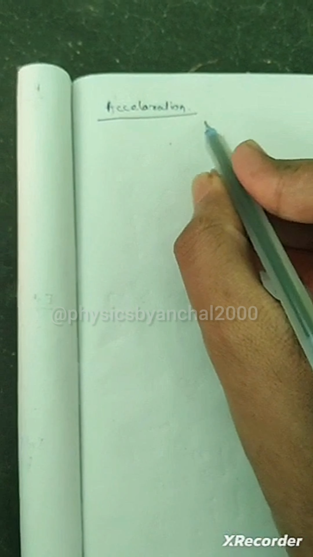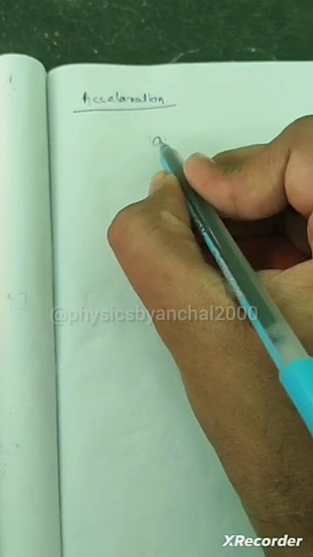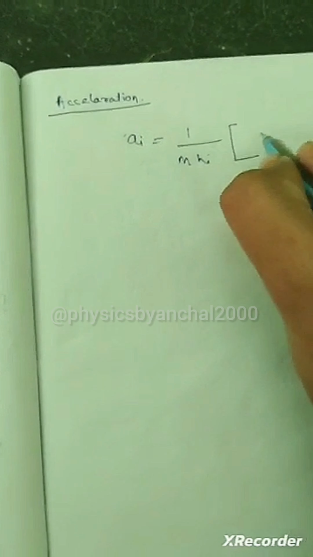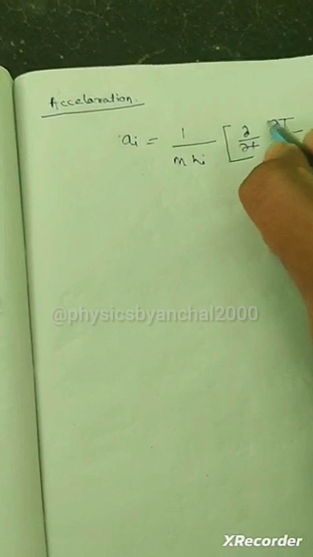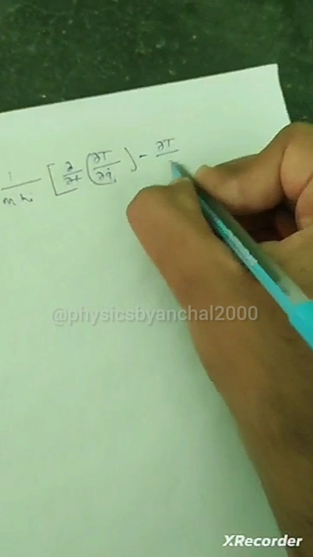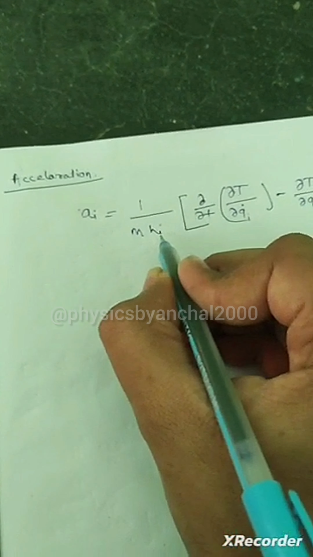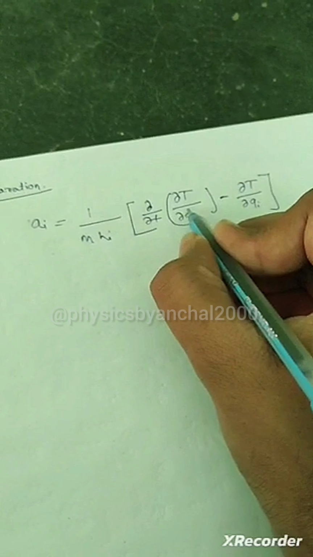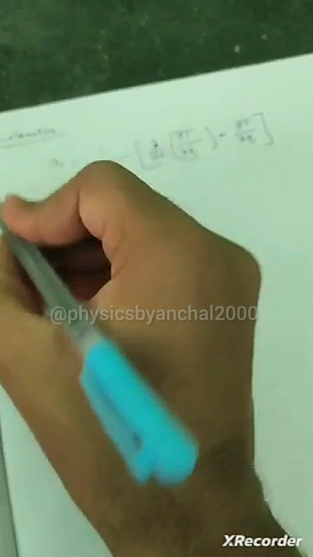The general acceleration formula in any coordinate system can be written as a_i. That is, the ith component of acceleration is equal to 1 by m h_i times d by dt of dT by d q_i dot, minus dT by d q_i, where m is the mass, h_i is the corresponding metric coefficient, T is the kinetic energy, q_i dot is the generalized velocity, and q_i is the generalized coordinate. Now, how are we going to use this formula to get any acceleration component?